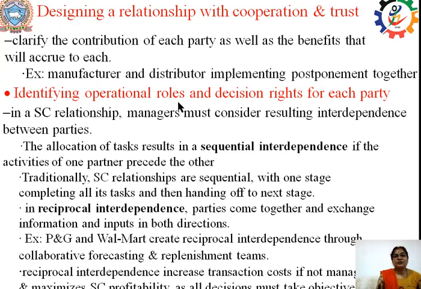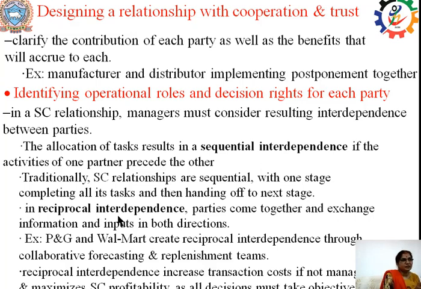Identify operational roles and decision rights for each party. What is the role of each party and who should take the decision? Usually, the stages have interdependence. This interdependence can be either sequential or reciprocal. Means manufacturer will manufacture and then pass it on to the wholesaler. Wholesaler will do the distribution part and then he will pass it on to retailer. This is sequential. Only in one direction it moves. Whereas reciprocal means in both the directions.